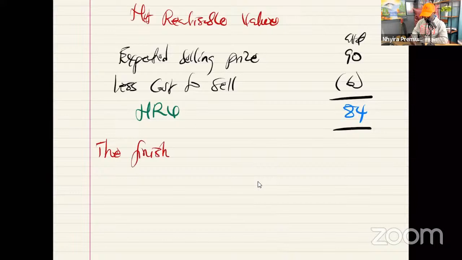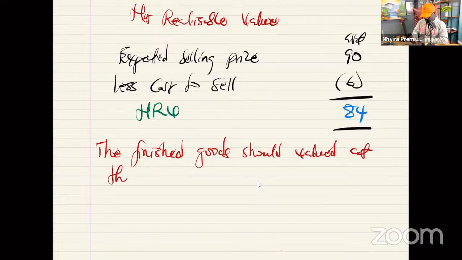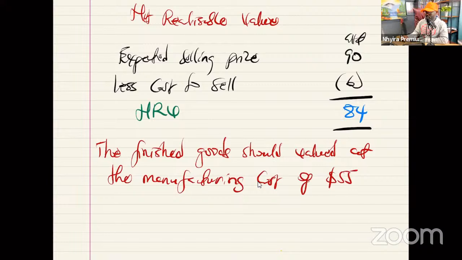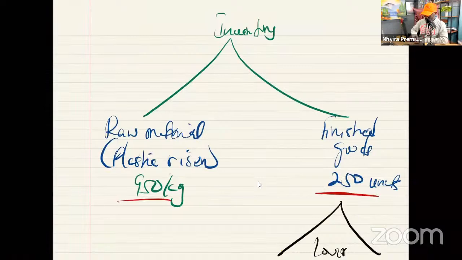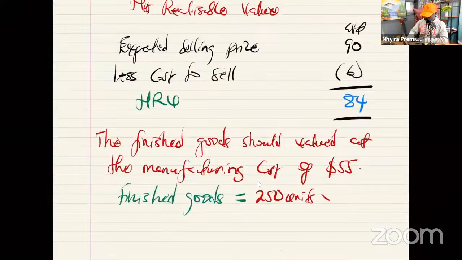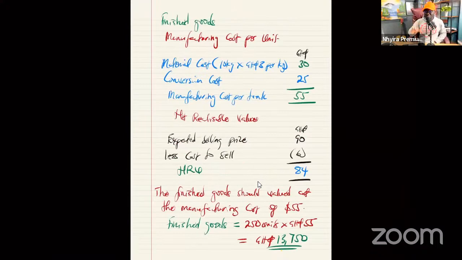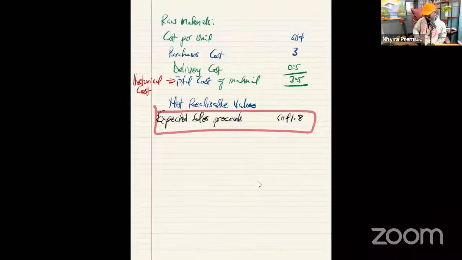Now, you don't have to write this English. I'm teaching you, that's why I'm writing it down. The finished goods should be valued at the manufacturing cost of 55, because that is lower. So let's get the value of the finished goods. What was our unit of finished goods? 250 units. So 250 units multiplied by 55 Ghana cedis gives 13,750. That is the closing stock of finished goods. Just finished goods. We will come back and finish up with the raw material part.